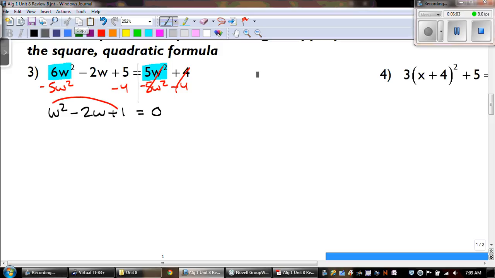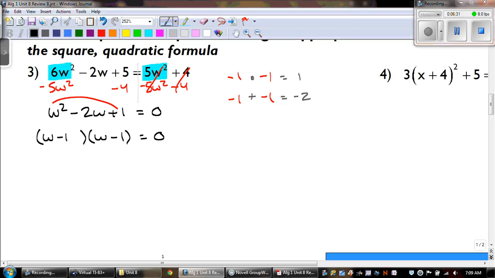Well, 1 times 1 is 1. Is there a set of numbers that multiply to get to 1 and add to get to -2? And there are. It's -1 and -1. Since my leading coefficient is 1, I can do that shortcut that we learned about where I can break it straight up into our binomial, which is w minus 1 and w minus 1.